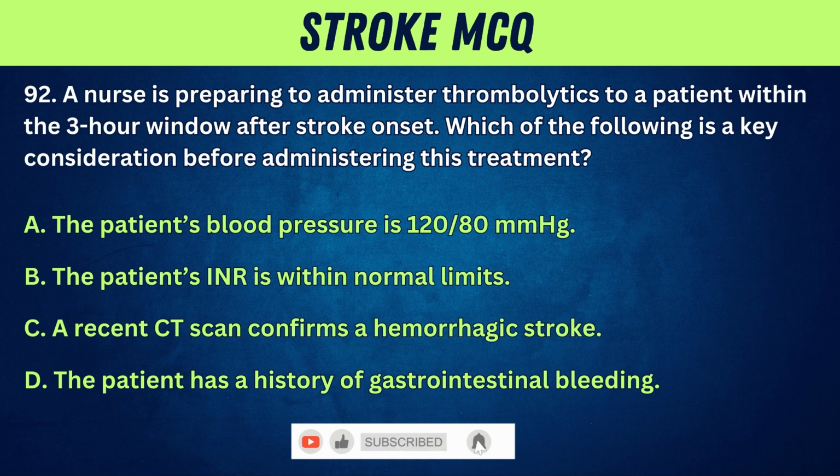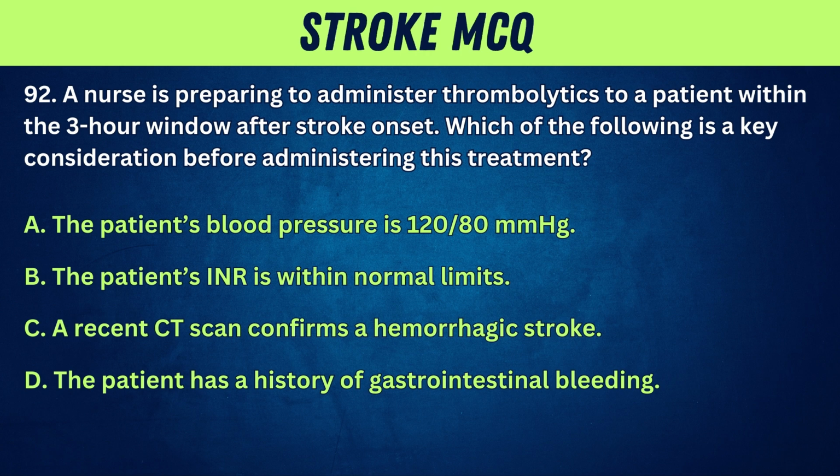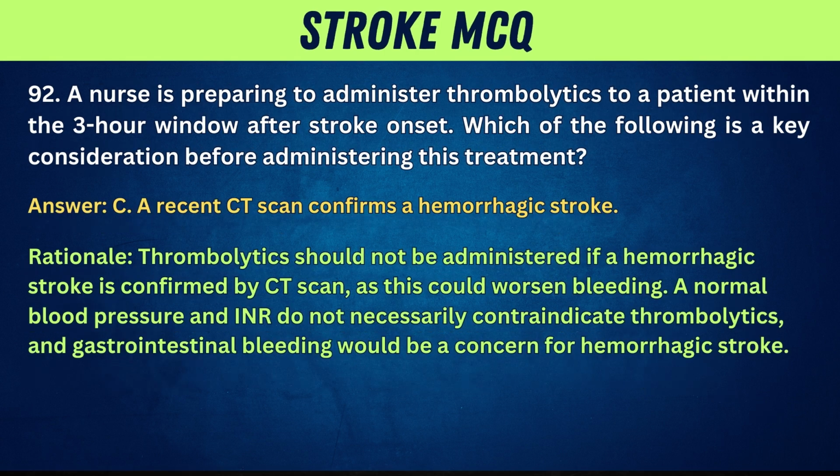92. A nurse is preparing to administer thrombolytics to a patient within the 3-hour window after stroke onset. Which of the following is a key consideration before administering this treatment? A. The patient's blood pressure is 120/80 mmHg. B. The patient's INR is within normal limits. C. A recent CT scan confirms a hemorrhagic stroke. D. The patient has a history of gastrointestinal bleeding. Answer: C.